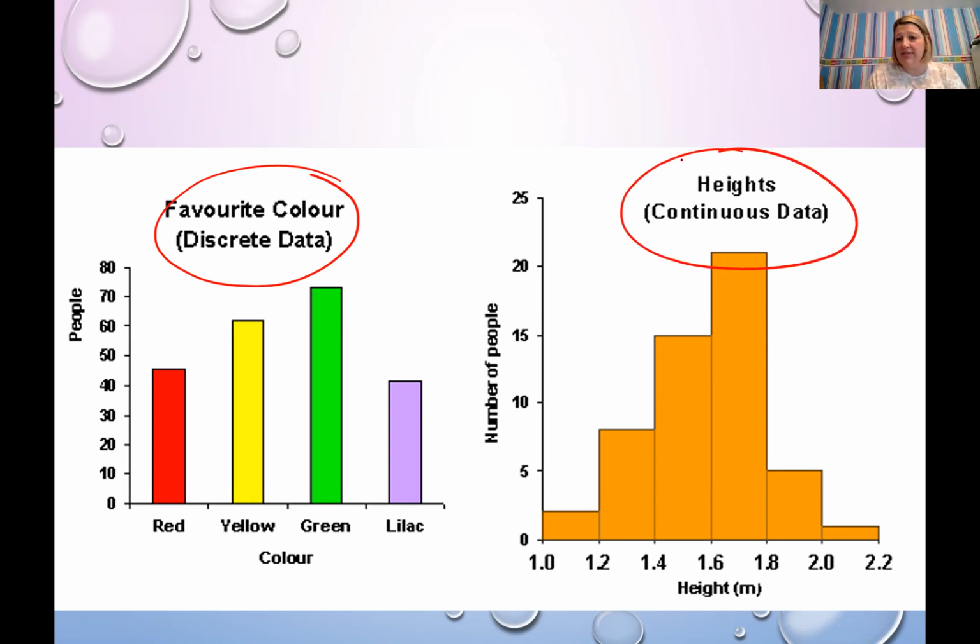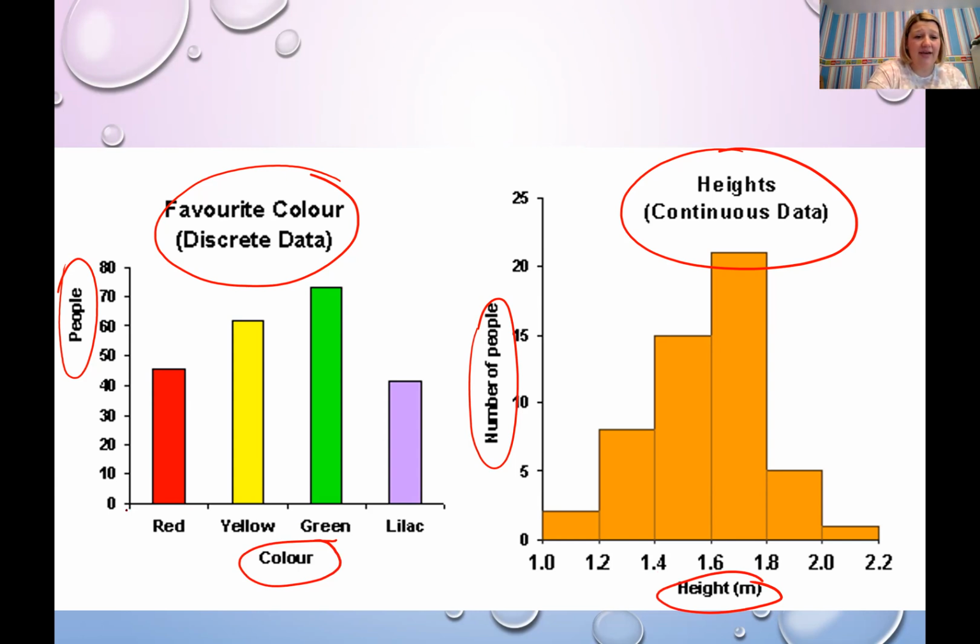Now, I tend to do a slightly longer title on my charts. So I might say a graph to show the heights of children in class 3, or a graph to show the favourite colour of people in East Grinstead, whatever it is. But it's got a title. Then I've labelled my y-axis. Now, remember, y is always up the stairs. And I've labelled my x-axis. But there are some differences.